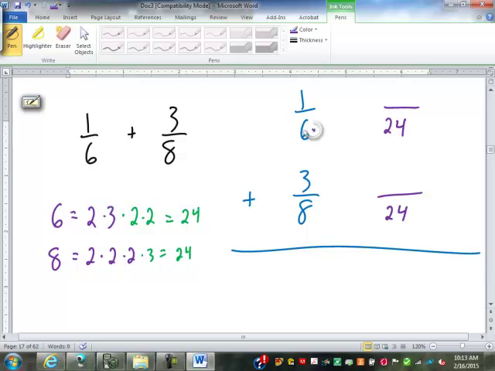So what do we have to multiply the 6 by to turn it into a 24? 4. So 1 times 4 is 4. 8 times 3. So 3 times 3 is 9. So 4 plus 9 is 13. And we keep the same name, 24.